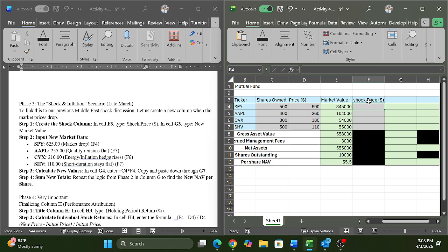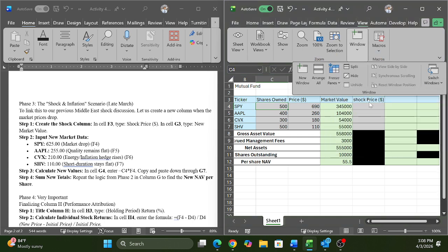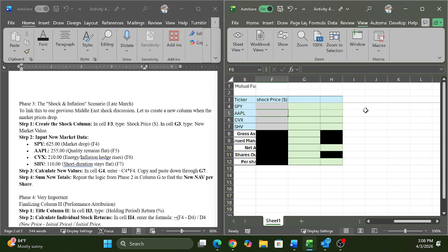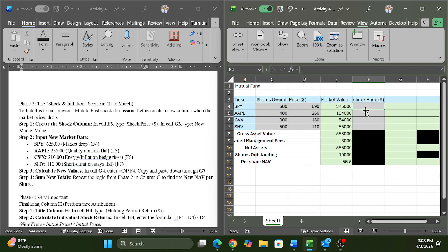Next, you can freeze this, Alt WFF. So you can see we've frozen the panes, I hope. Yep, we've frozen the panes here. You can actually scroll to the right or left, no problem. So SPY is 625, Apple is 255, went slightly down, Chevron rose, and SHV, well, it's money, right? So it stayed flat after paying a dividend.